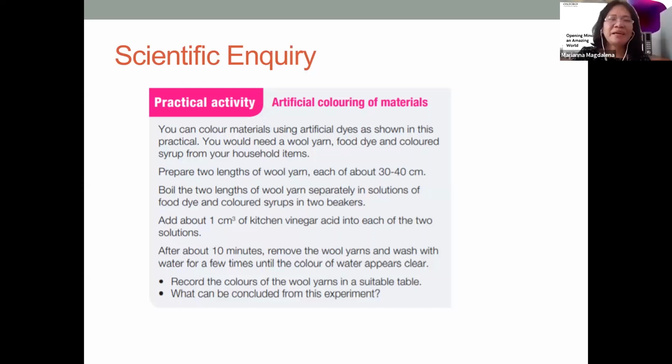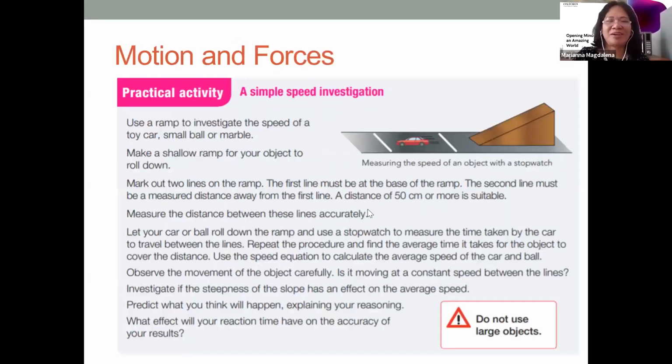The next is a simple speed investigation. This is the question, because this is quite long: investigate if the steepness of the slope has an effect on the average speed. This is also a scientific inquiry because you have to change the steepness, and that is related to the average speed. I think students can do this investigation at home because you just need an object or a small toy car, and if they don't have the ramp, they can use a book. They can replace it with other items to make the ramp. So they can do this at home during the pandemic.